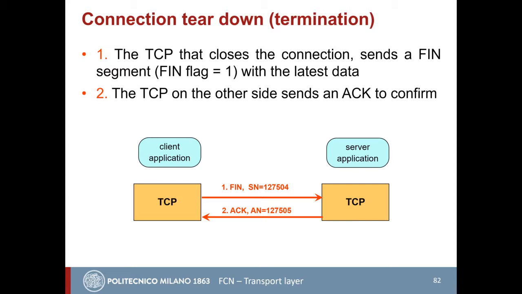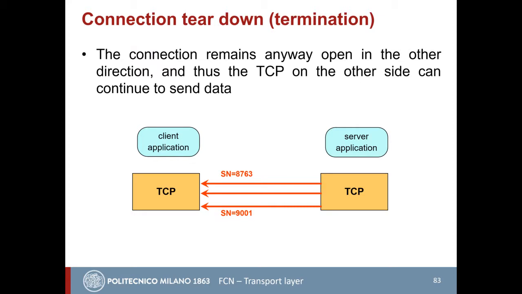Since the TCP connection is bidirectional, when one of the two, for example the client, requests to close the connection, it is only closed in one direction. So after receiving the ACK, the client application will not send data anymore on the connection, because the connection is closed in that direction, from the client to the server. However, it's still open on the other side. So the server can send other data to the client application with no problem. It can continue sending data.